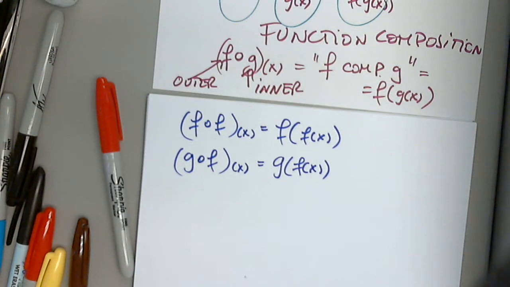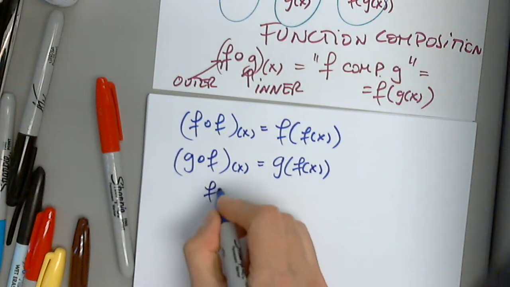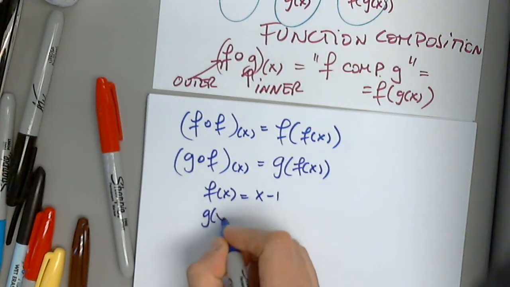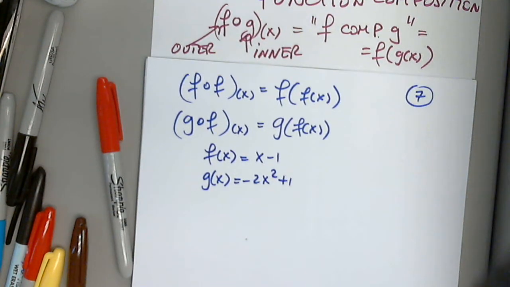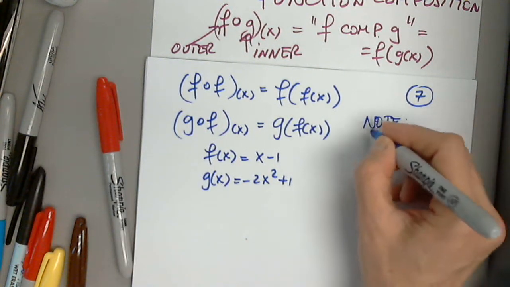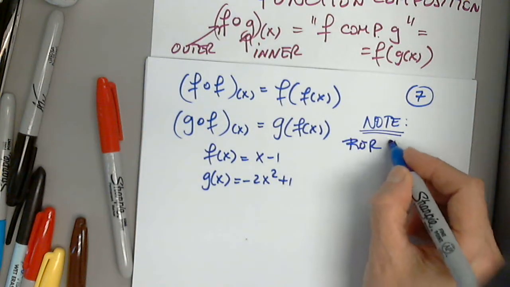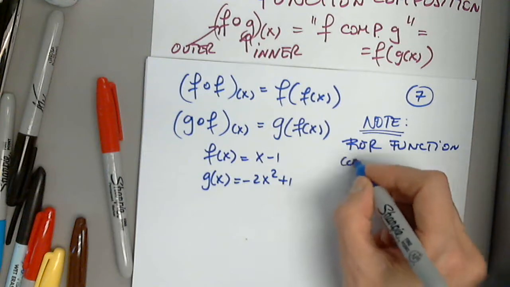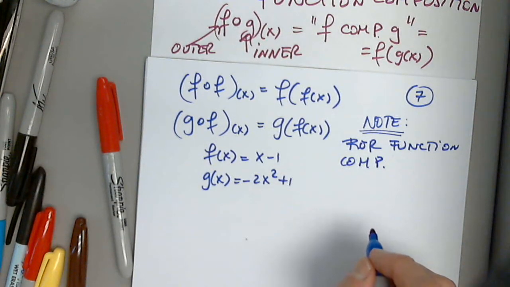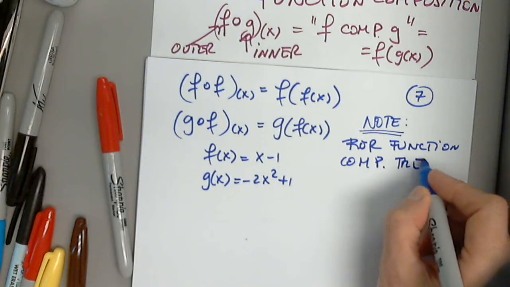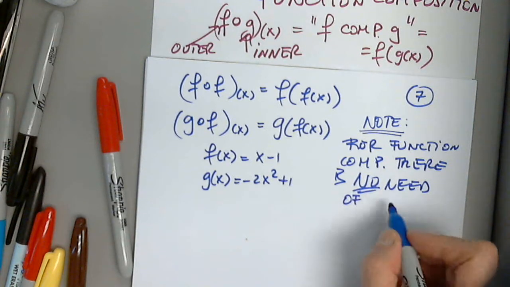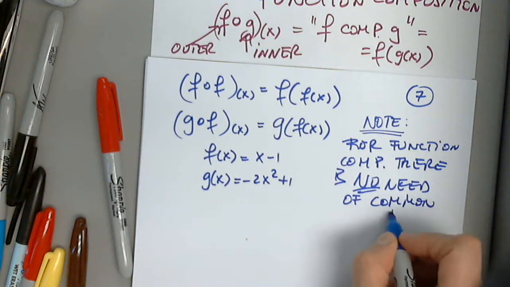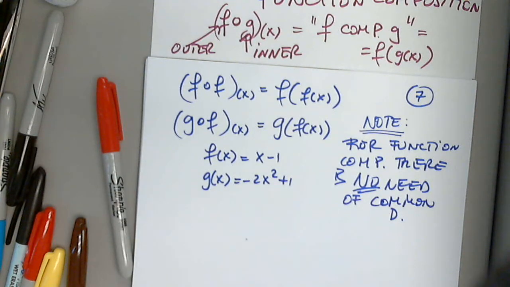Okay, but now let's see how we do this. I'm going to copy the functions one more time. One remark that I would like you to understand is a big note here. For function composition, there is no discussion of common domain. There is no need of common domain. They don't have to have a common domain to create a function composition.